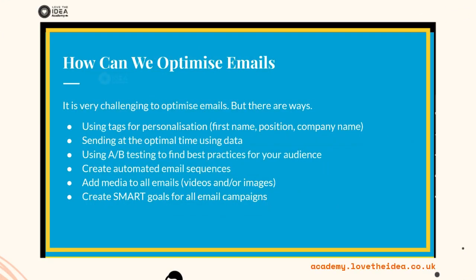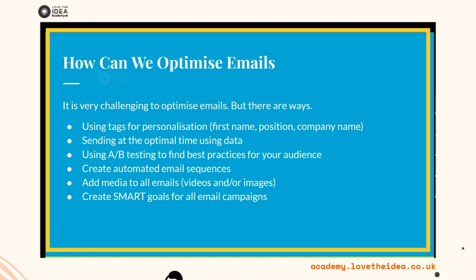How can we optimize emails? Fairly challenging, but you can use tags for personalization, for segmentation, and also for including personalization within email. So first name, position, company name, sending at the optimal time using data, using A/B testing to find the best practices for your audience. You can send an email campaign to all of your list, but you can split it in half automatically and have one subject line for one group and one subject line for the other, and see how each subject line performs.